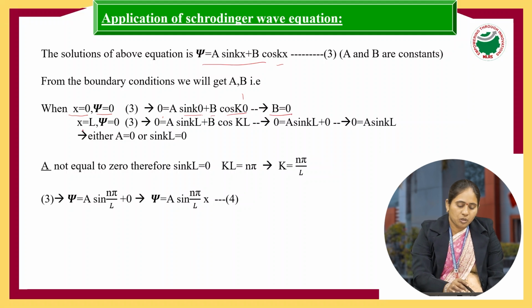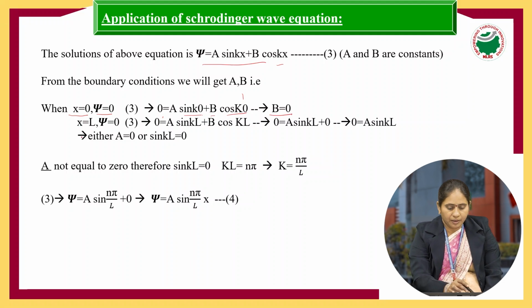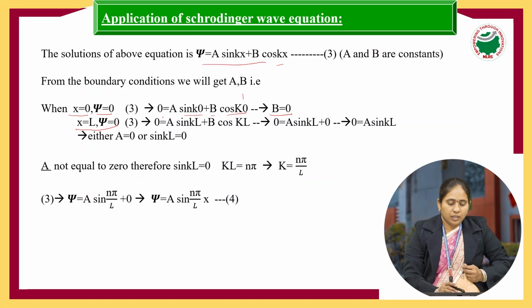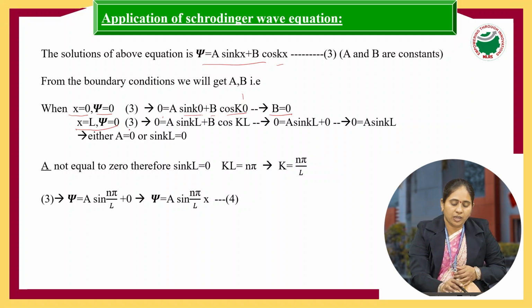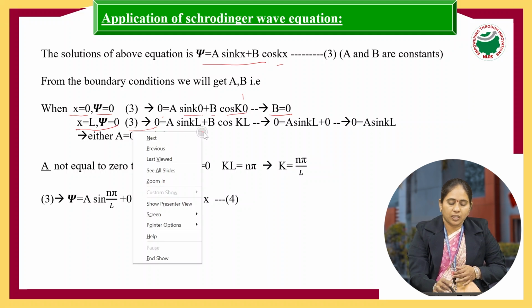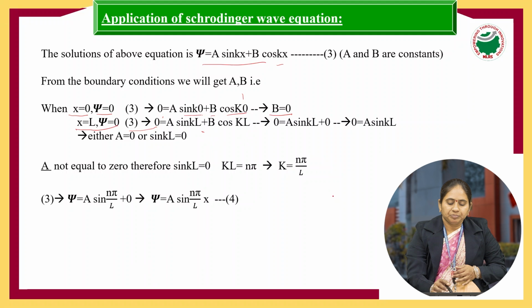So the next boundary condition is x equal to L. So at x equal to L, again psi value is 0, because the particle is not moving. So again LHS is 0. A sin, in place of x write down L, so A sin kL plus B cos kL. In place of B, write down 0, so the second term becomes 0. So A sin kL is equal to 0.